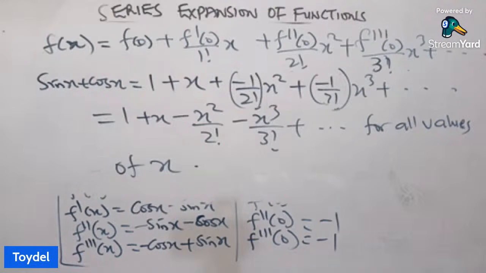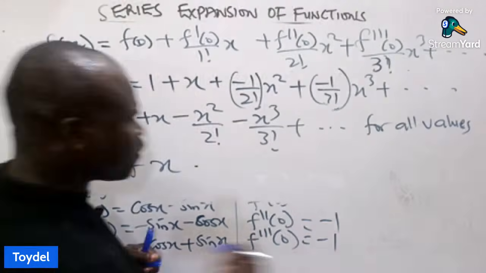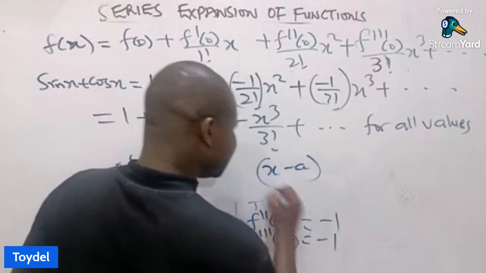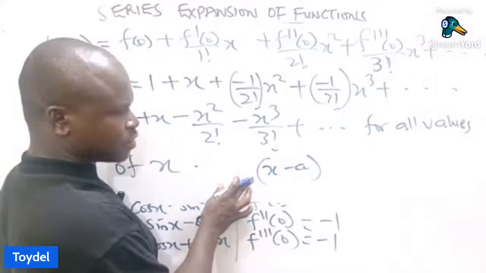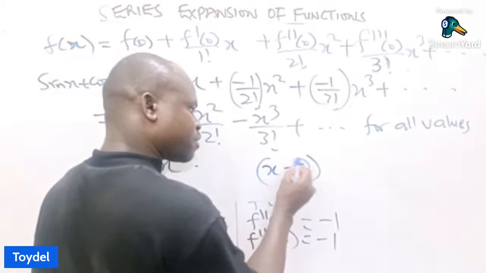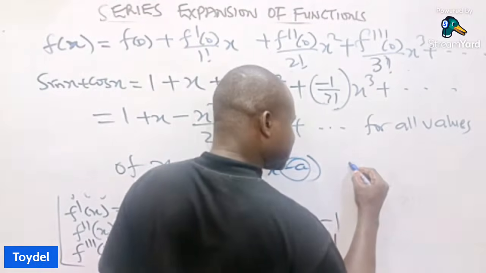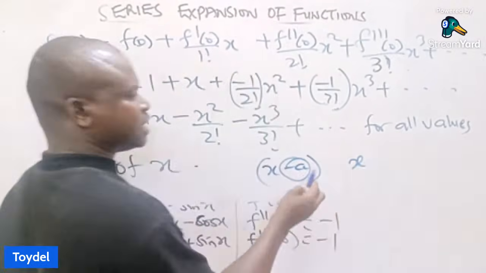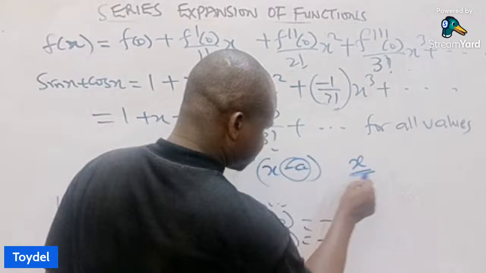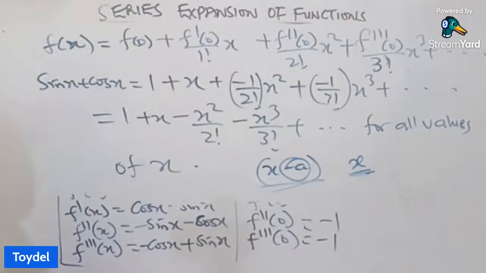But I want to do a recap before I call it a day. If you have a series expansion in the form of x minus a, this is the Taylor series expansion. But once a becomes 0, then we have that series expansion in the form of x. It is called the Maclaurin expansion. So this is the difference between the Taylor series expansion and the Maclaurin expansion.